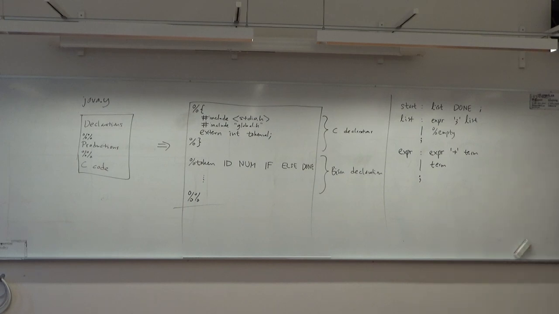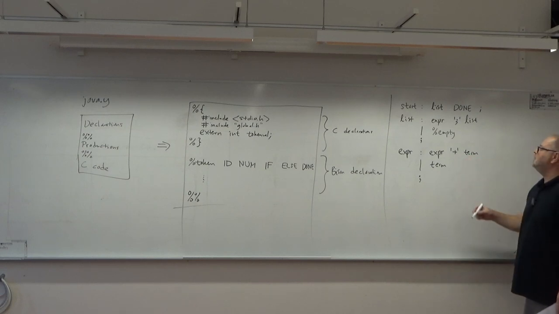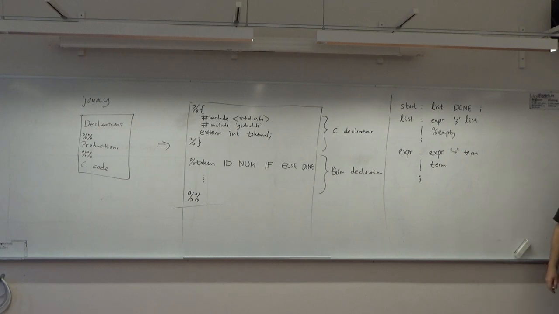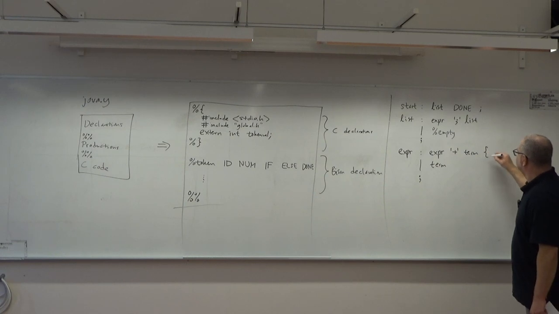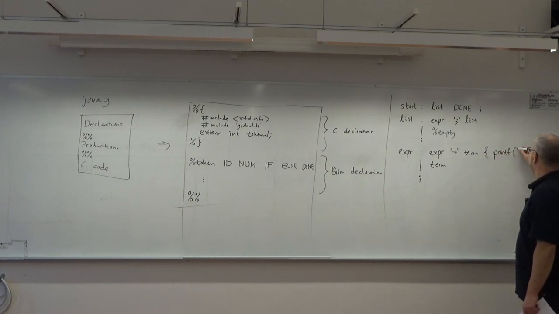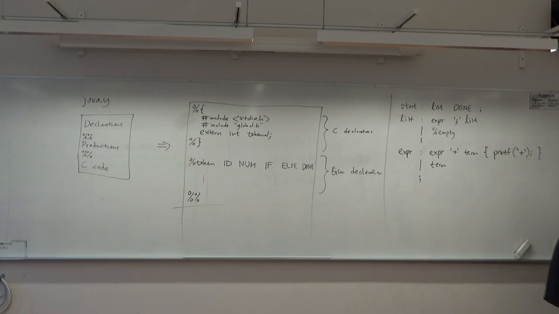Now, you remember semantic actions. We said that if we have an expression plus an expression, to generate postfix code, we need to print the postfix code for the first expression, and then for the second expression, and then finally the plus. So if we want to add some semantic actions here, we can do so. So, semantic action, printf plus. And this is actual C code. Again, like these C declarations, this is just fed through Bison and put in the output file. So in the output file, it will say printf plus.